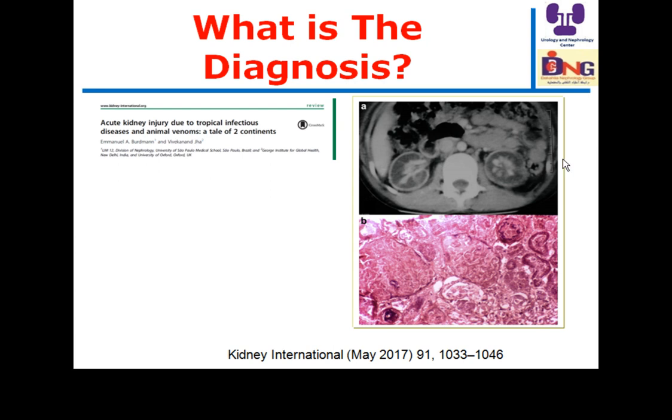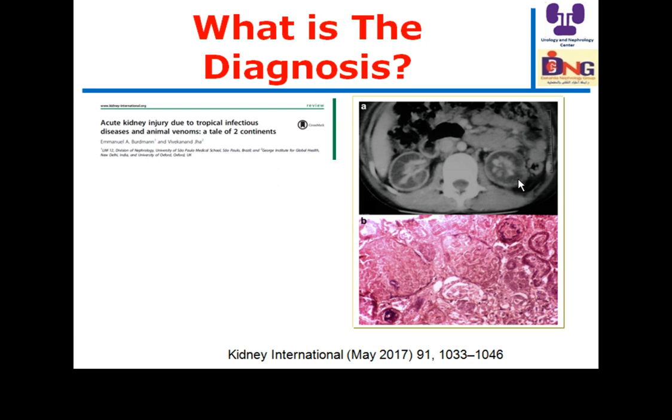Let us go to the pathology and radiology. So this is the classic pathology of cortical necrosis, and this CT scan with contrast, the axial cut with contrast, because the aorta is here and this is the vein. If we concentrate on the kidney, this is the enhanced renal capsule and the medulla, but the cortex is not enhancing. This means that there is cortical necrosis.